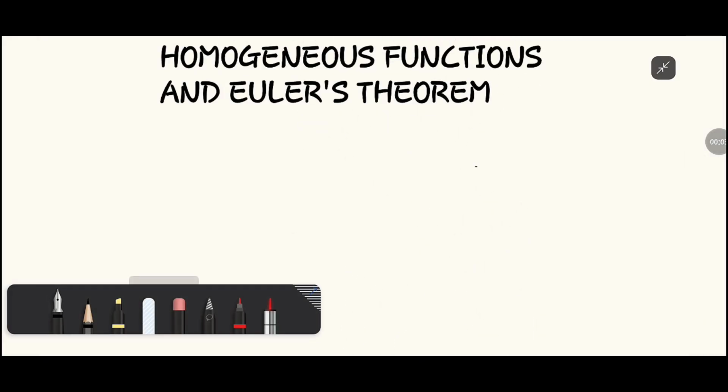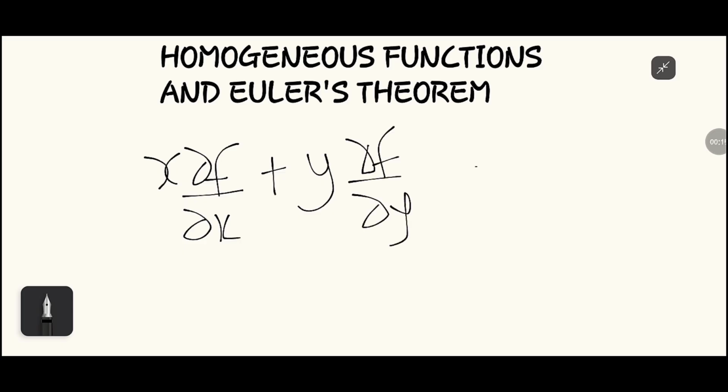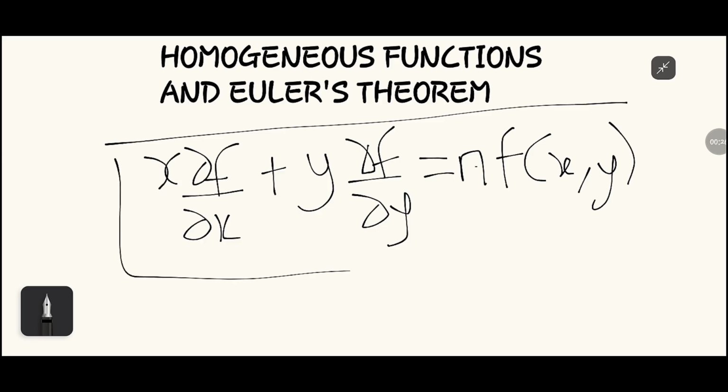So now for Euler's theorem, we have that x ∂f/∂x + y ∂f/∂y is equal to n times the original function. So this is Euler's theorem, and n is the degree of the function. What this means is that Euler's theorem applies only for homogeneous functions. It works only for homogeneous functions because we can only get the degree of a function if the function is homogeneous. So here we have this question.